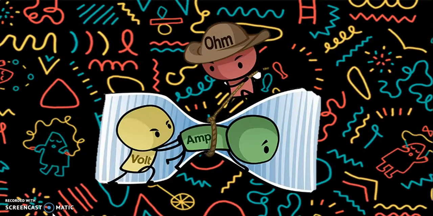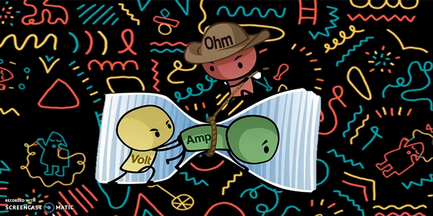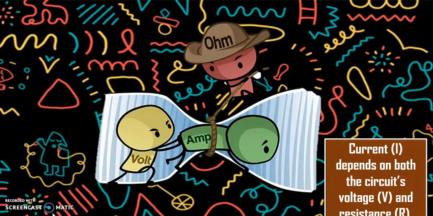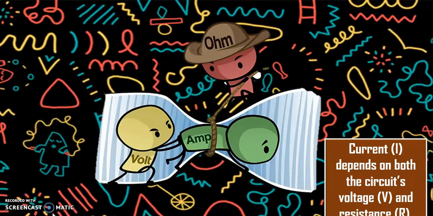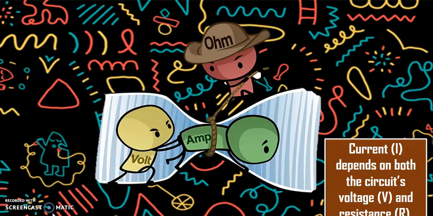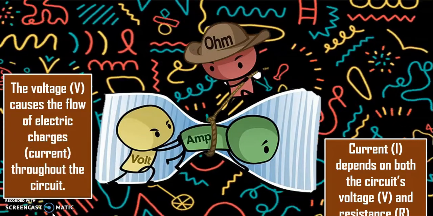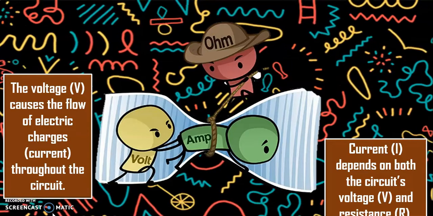ohm, or in other words, the relationship between current and voltage, and the relationship between current and resistance, since current depends on both the circuit's voltage and resistance. The voltage causes the flow of electric charges throughout the circuit. Without this, there will be no current.